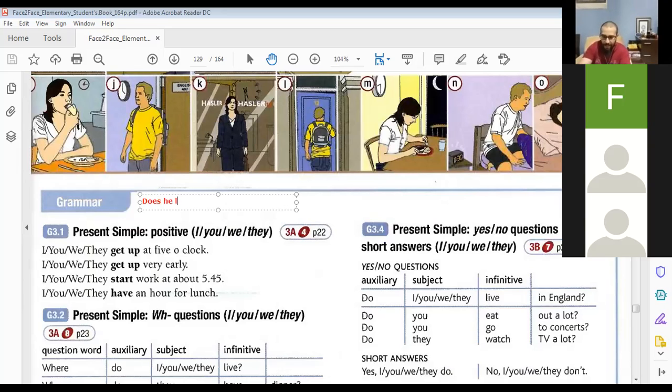For example, regarding the question: does he live in Libya and does he lives in Libya. I want you to tell me.